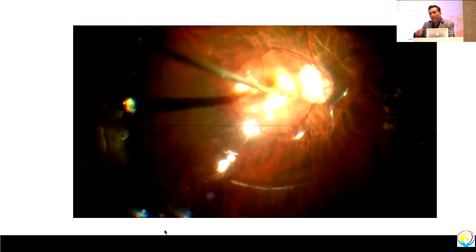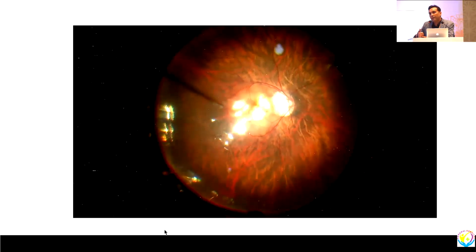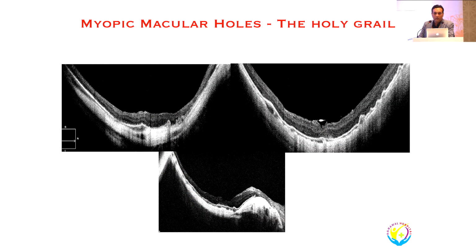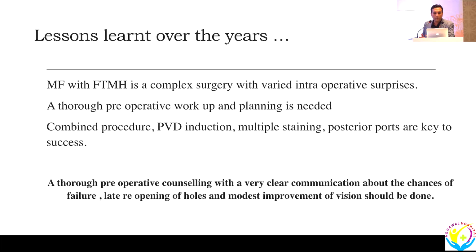So if I had injected that PFCL bubble before that, I would not have seen the ILM. I would not have seen the hole. So that is the difference between axial length of around 28 and axial length of more than 30 mm. And these are the results of the cases I've shown you, and they are fine after gas injection and resolution of the gas bubble. So to conclude, myopic foveoschisis with macular hole is a complex surgery with varied intraoperative surprises.